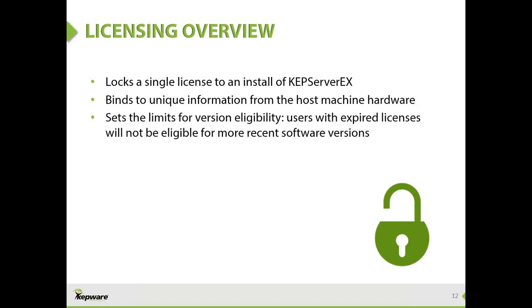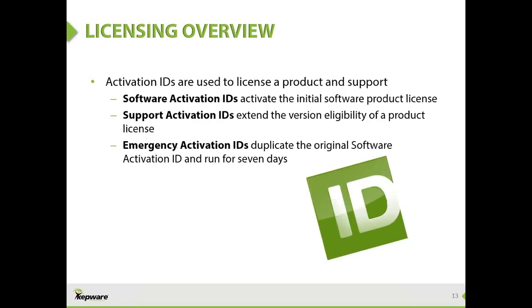And the license also sets the limits for version eligibility. So if you have an expired license, you're not going to be eligible for more recent software versions. For example, we're on version 5.17 of our software right now. If your license expires after 5.17, you will not be able to upgrade to version 5.18, which releases next month in June. And we'll definitely get more into expiration dates and how to manage that later in the webinar.